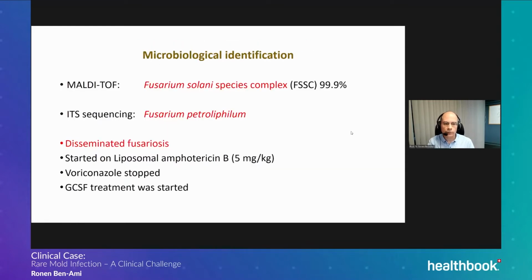So this isolate was identified using MALDI-TOF as a Fusarium solani species complex with a high degree of confidence. And then with ITS sequencing as Fusarium petroliphilum, a species within the solani species complex. And the patient was then assumed to have disseminated fusariosis. Her treatment was switched from voriconazole to liposomal amphotericin B at 5 milligrams per kilogram, and GCSF treatment was also started as she was still profoundly neutropenic.